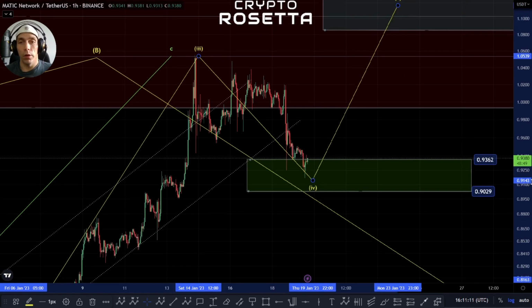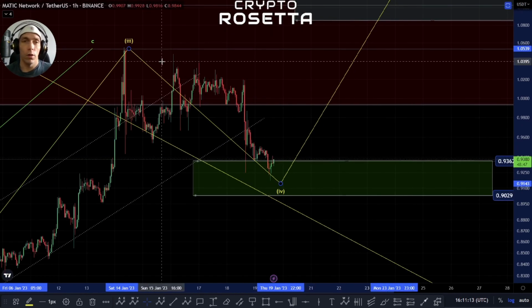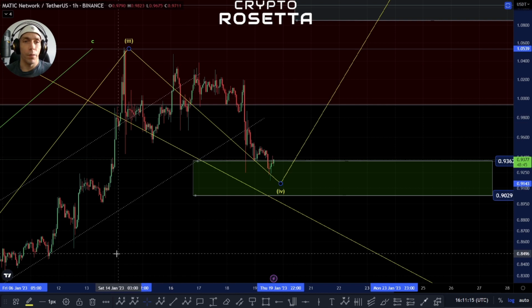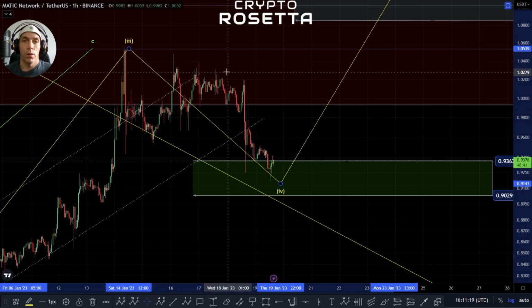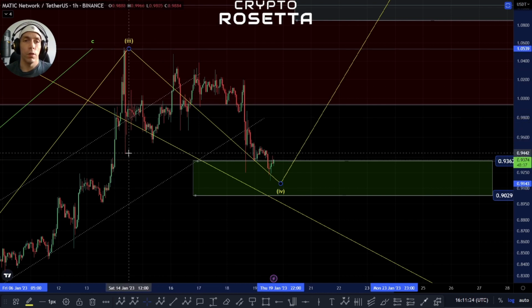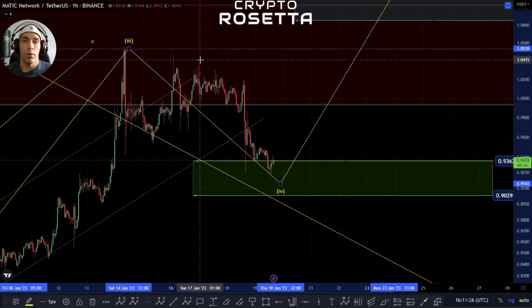If we were going to look at this as a corrective structure, we'd have to argue that there's potential to have a triangle in here. So this would be a wave, this would be an A, B, C, D, and E, and then we're actually starting to break down from this point.